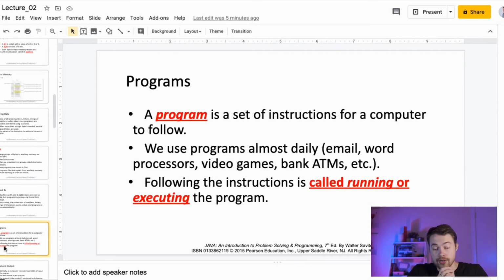Programs. A program is a set of instructions for a computer to follow, right? We use programs almost daily: email, word processors, video games, bank ATMs, all of them. Everything you use on your smartphone, on your iPhone, is just a bunch of programs, a bunch of instructions. Software developers created that program first, then uploaded it to the App Store, and then you downloaded it and can now use it. Following these instructions is called running or executing the program.